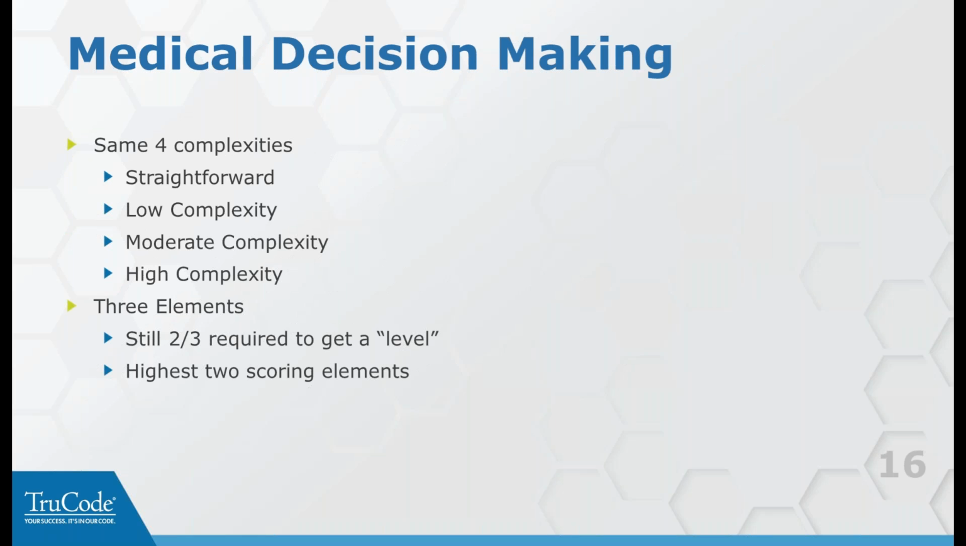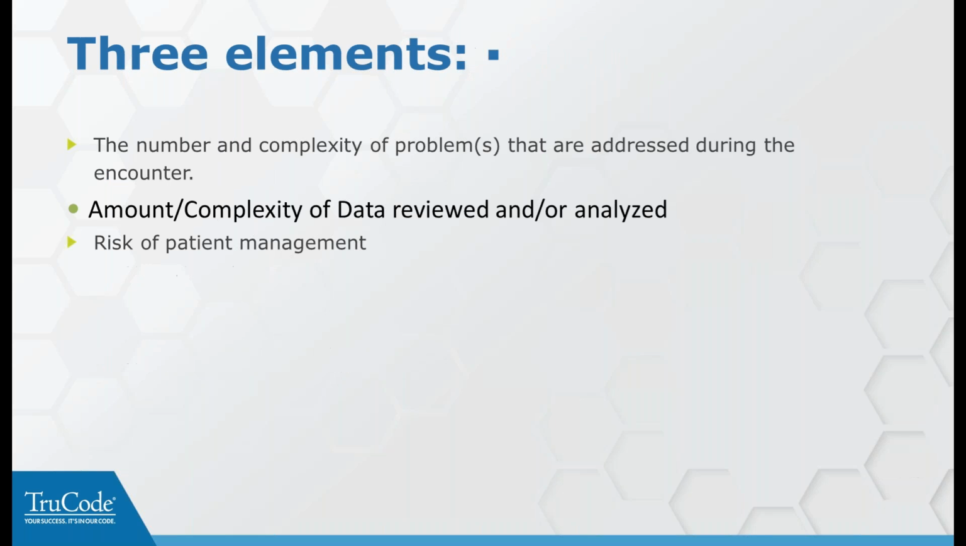If you choose to use medical decision making, one of the nice things is that there are the same 4 complexities: straightforward is the lowest level of medical decision making, then low complexity, moderate, or high. You still have the 3 different elements, which are the problems, the data, and the risk to the patient. You still have to have at least 2 out of those 3 required to get a level. You're looking at the highest 2 scoring elements. But again, remember, we're not looking at history and physical. Those are no longer key elements in deciding the code for your office visits.